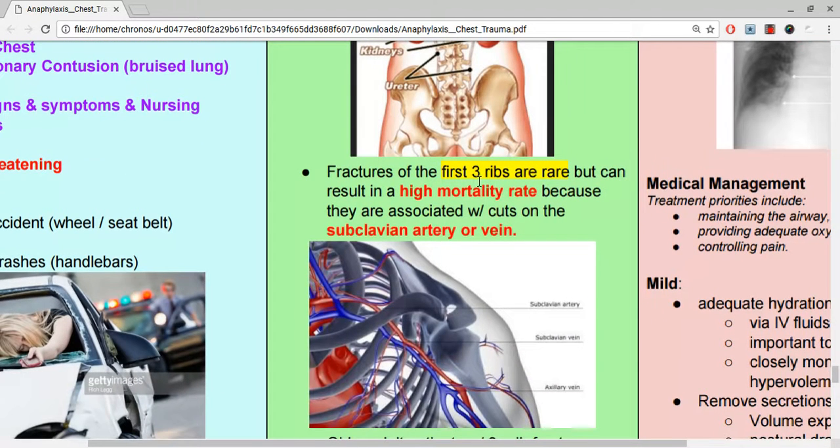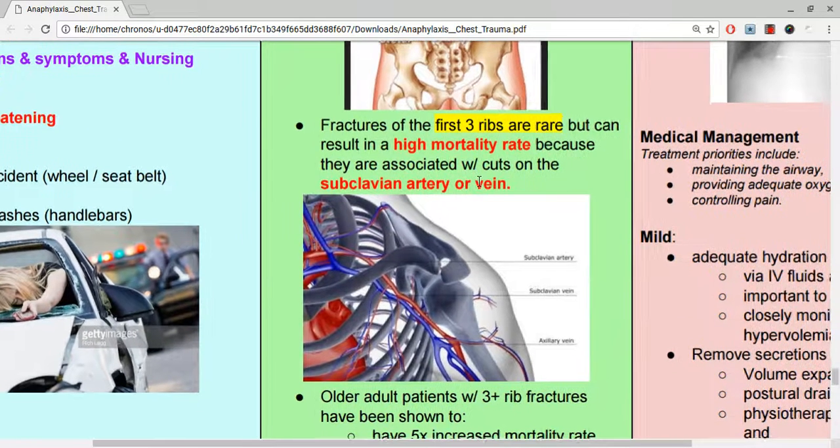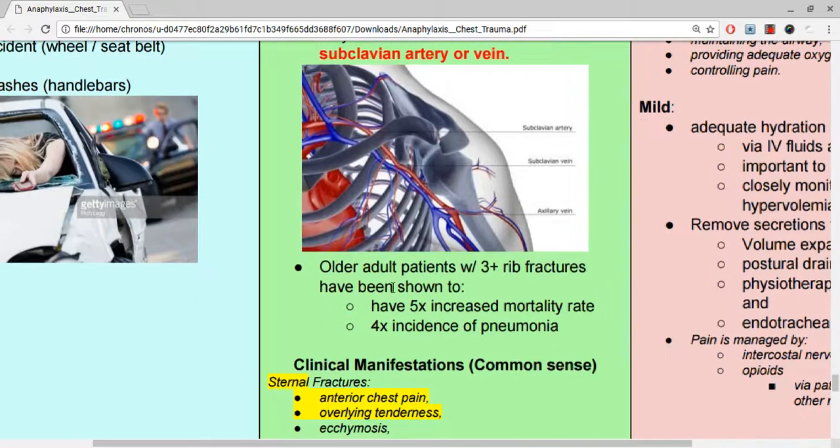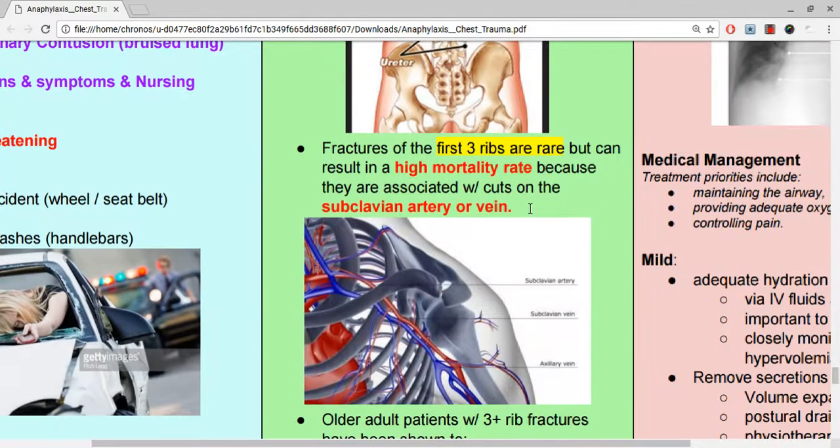Fractures of the first 3 ribs are rare, but can result in a high mortality rate because they are associated with cuts on your subclavian artery or vein, which are these blood vessels right here that lead into your arm. So it's basically going to lead to the same amount of bleeding that you would get if you had your arm chopped off, which, as you can imagine, would be a lot. So that's why they are associated with a high mortality rate.